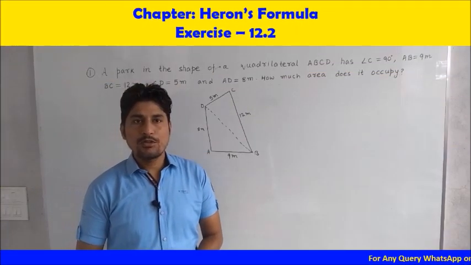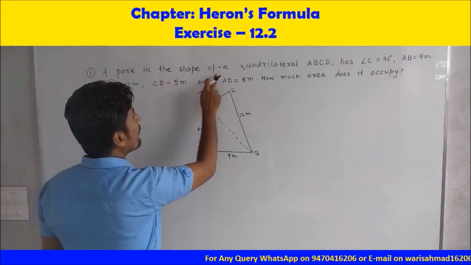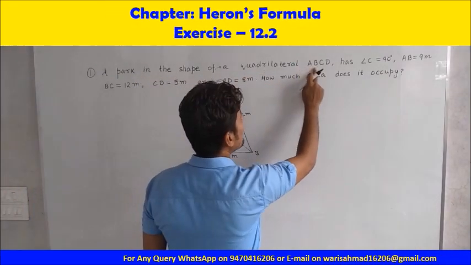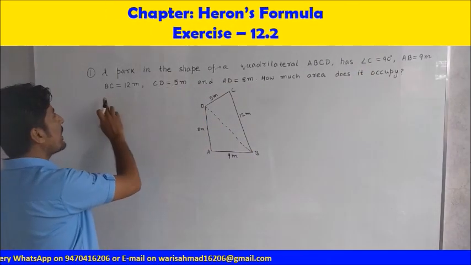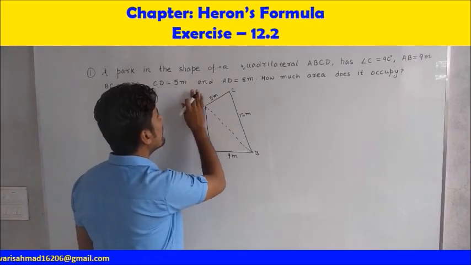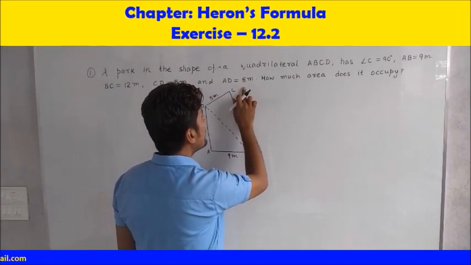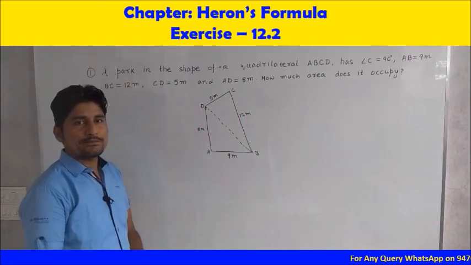Exercise 12.2. Now let us see the very first question. A park in the shape of a quadrilateral ABCD has angle C equals 90 degrees, AB equals 9 meter, BC equals 12 meter, CD equals 5 meter and AD equals 8 meter. How much area does it occupy?